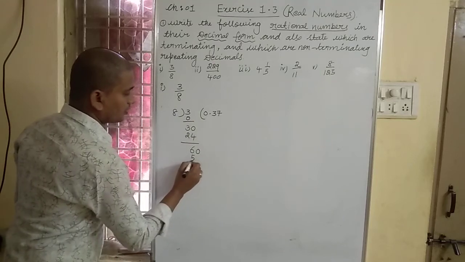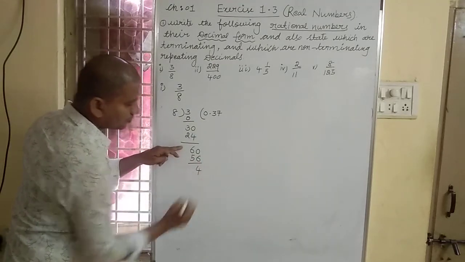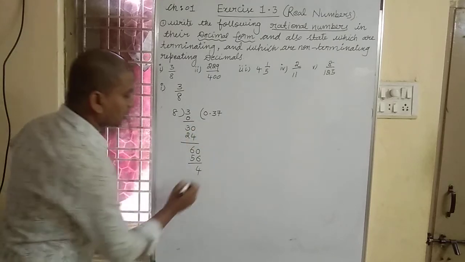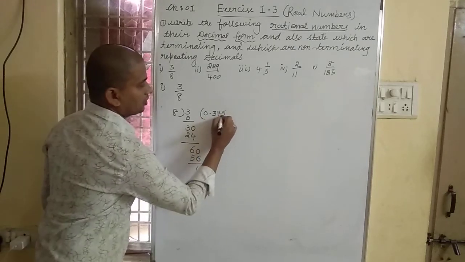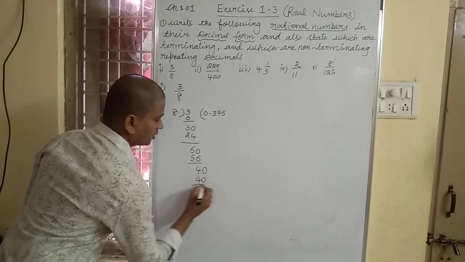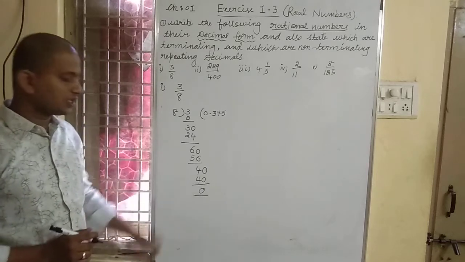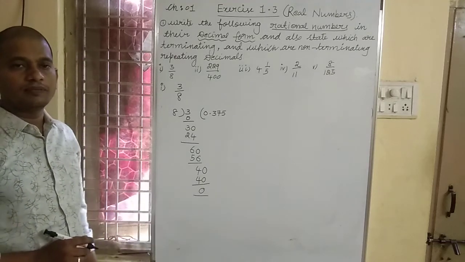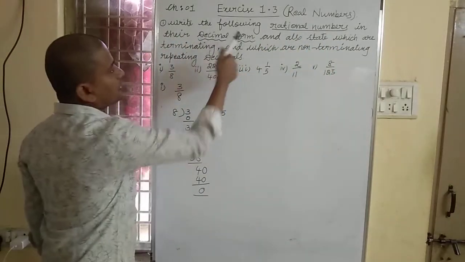8 sevens are 56, 10 minus 6 is 4, your point is there, put 0, 8 fives are 40. We got remainder 0. Yes, we got remainder 0, and it is a terminating decimal. Yes or no? So the question is, write the following rational numbers in decimal form.